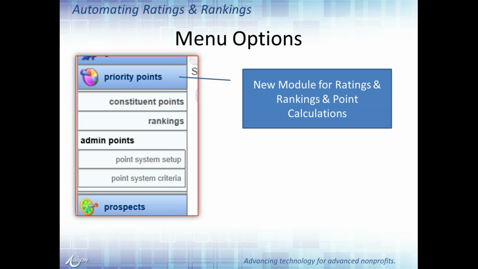So in your menu, you're going to see a new menu option, of course, controlled by security, called Priority Points. And within the priority points, you will see a section for constituent points, which will show you a constituent's priority points based on their constituent. Or you can look at the rankings, and that's going to show you across all constituents how do people rank.